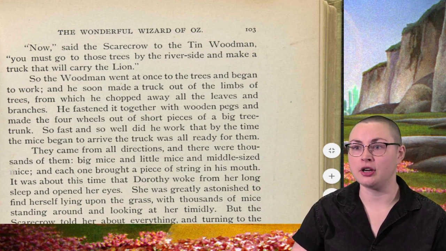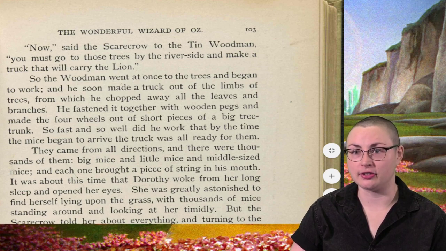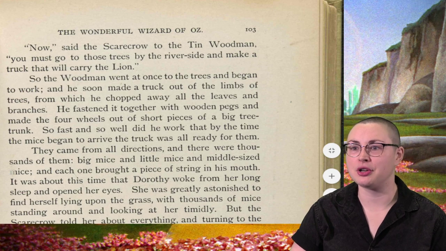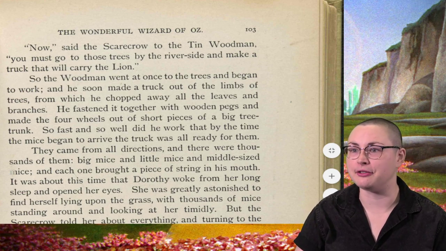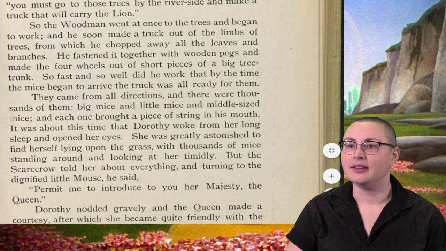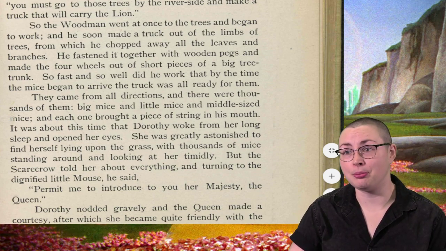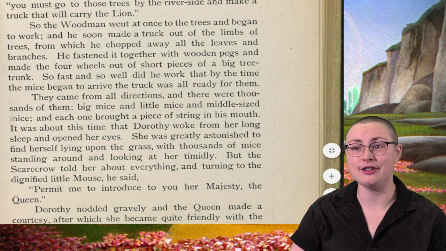He soon made a truck out of the limbs of trees, from which he chopped away all the leaves and branches. He fastened it together with wooden pegs and made the four wheels out of short pieces of a big tree trunk. So fast and so well did he work that by the time the mice began to arrive, the truck was all ready for them. They came from all directions, and there were thousands of them, big mice and little mice and middle-sized mice, and each one brought a piece of string in his mouth.